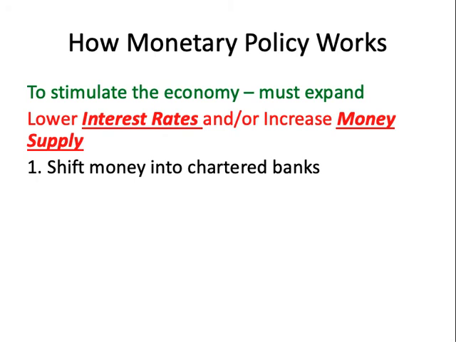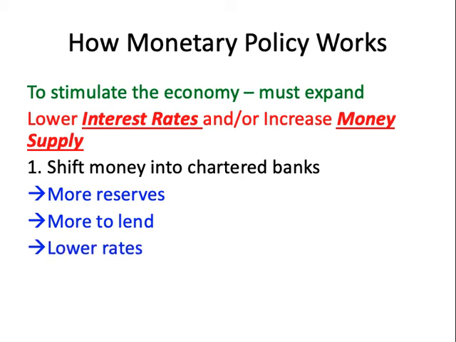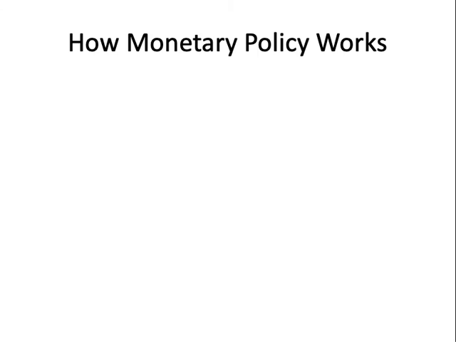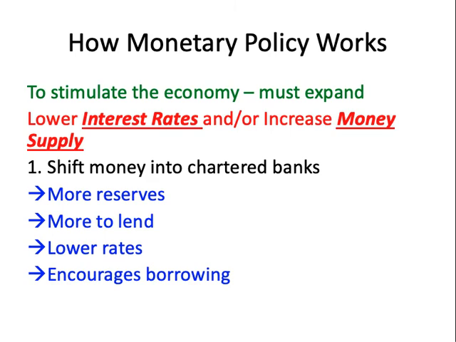And so one, the Bank of Canada can shift money into the chartered banks. We're going to push advanced money to the chartered banks. What's going to happen? More reserves will exist. If more reserves exist, then there's more money to lend out to people. Lower rates will presumably happen. If there's more money to lend, there's more supply of loans, prices of loans will go down, and therefore more borrowing will happen. More borrowing, more spending, more production, more employment, a prosperity cycle. So that's one possible way.